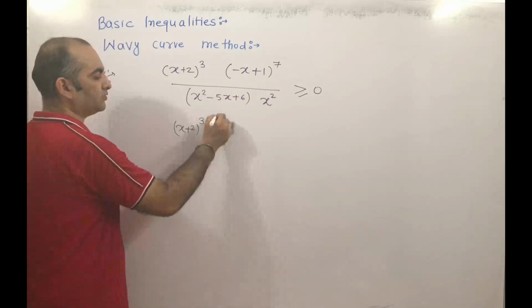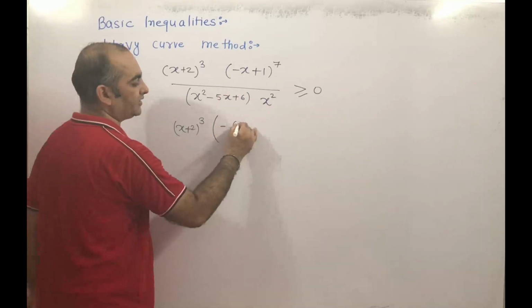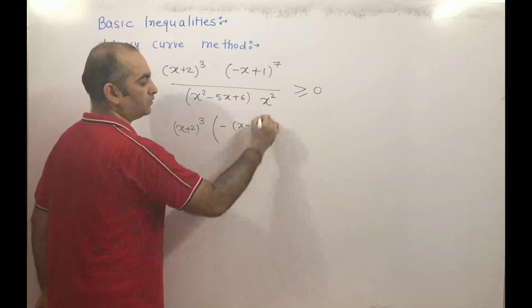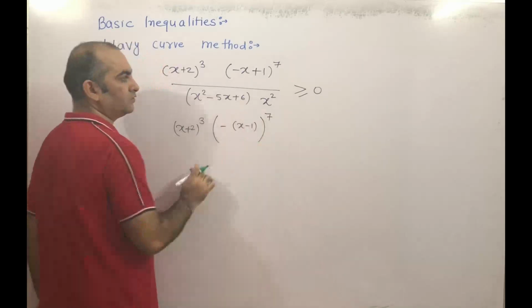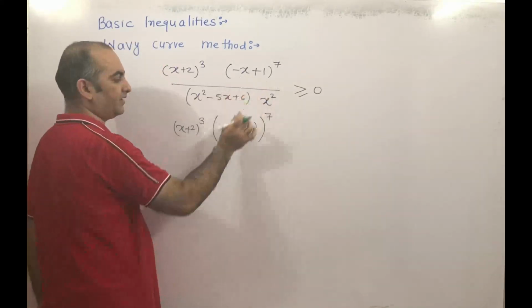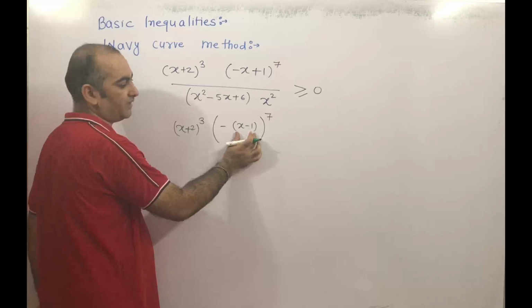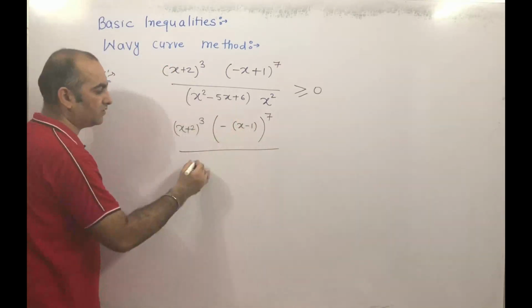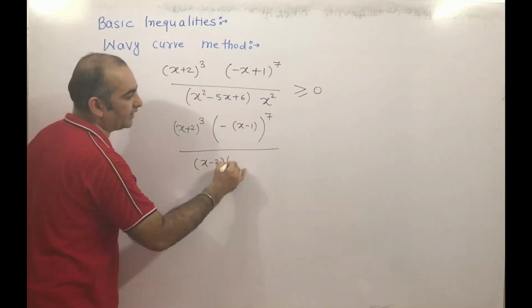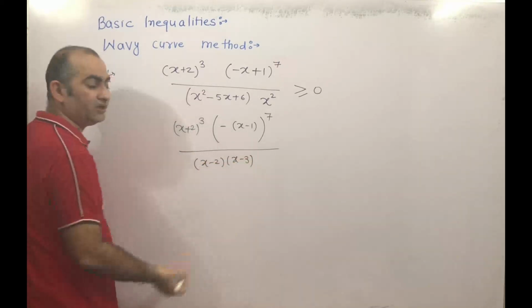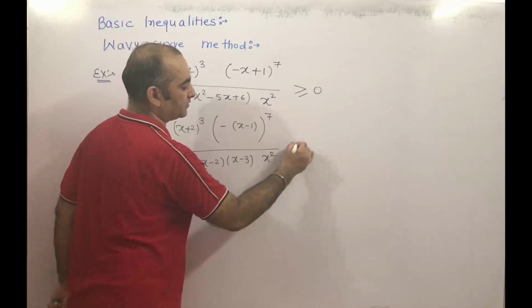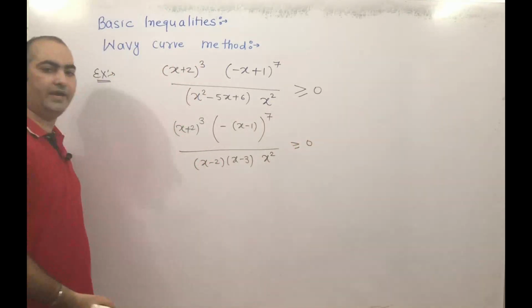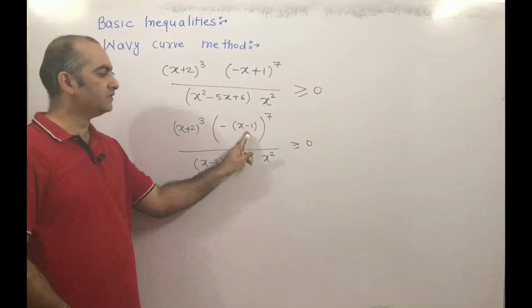So how to take minus common? Minus is common, and (x-1) to the whole power 7 will come, because for -x+1 we are taking minus common. So it will be minus (x-1)^7 divided by this one, which we can factorize: (x-2)(x-3) x² is greater than or equal to 0. Now here minus of (x-1)^7.